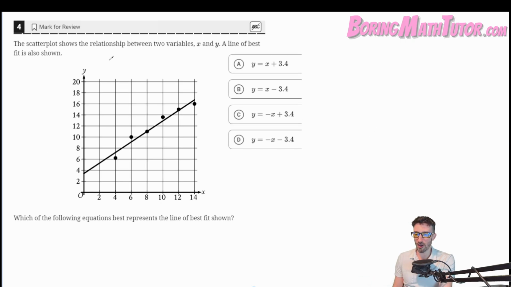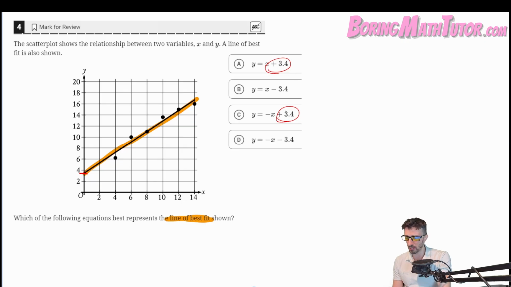Look at this. They are giving us a scatter plot, and they want to know which of the following equations best represents the line of best fit. Well, here's the line of best fit. And to me, that looks like it's got a positive y-intercept. These are my only options, so it's pretty clear it's the positive one. So it's got to be one of these.